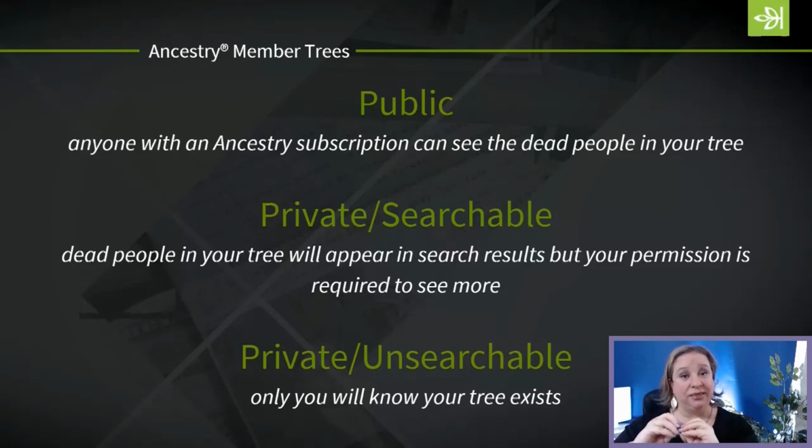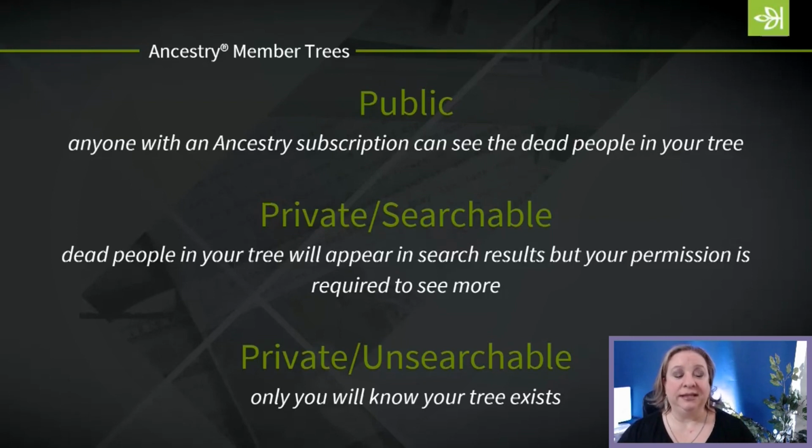And then if they click on that, it's going to take them to a privacy wall that's going to say, this tree is private. If you want more information about this person or this tree, you're going to need to ask. And then they can send you a message, and you can choose to either share just that piece of information with them, or you can choose to share your whole tree. We'll get into that in just a minute. Okay, so private searchable, your tree will show up in search results, but your permission is required for other people to see more information.